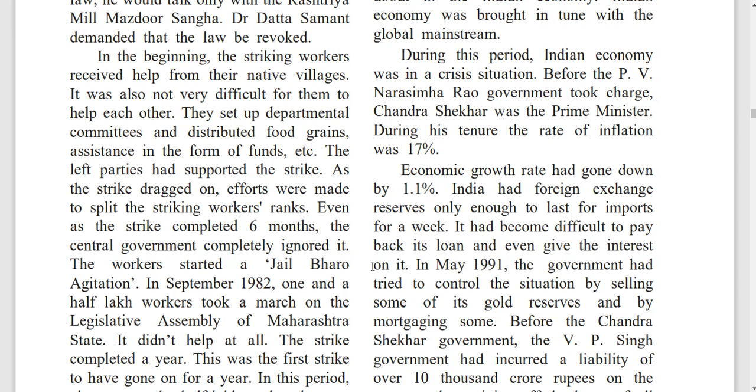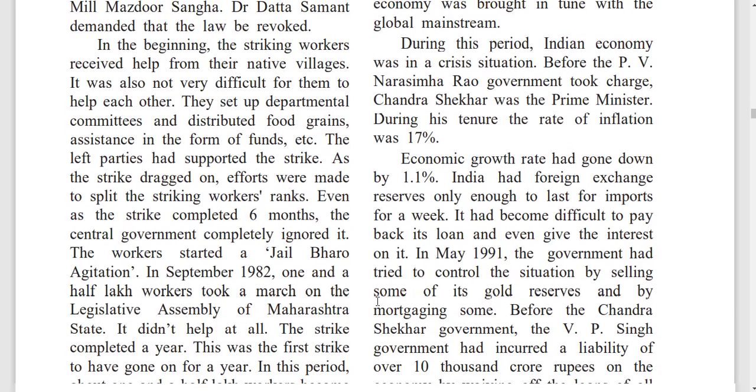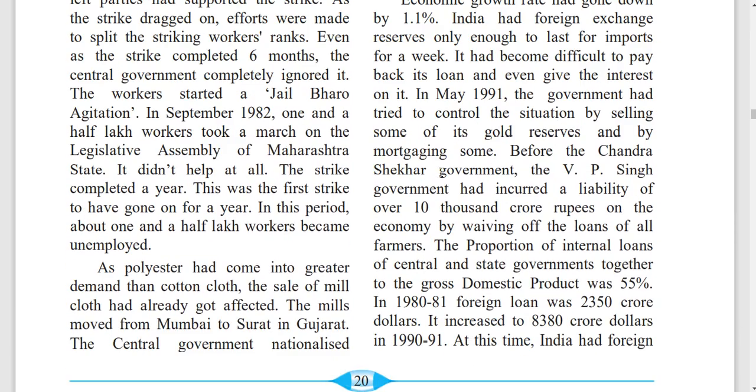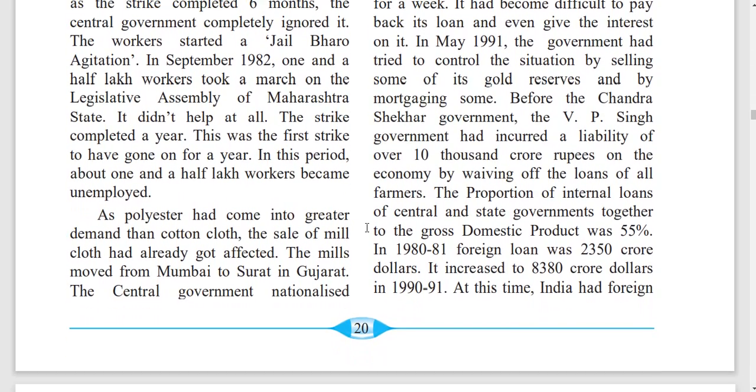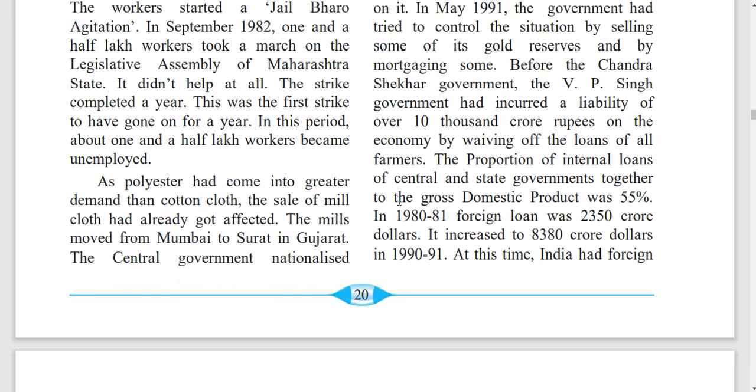In May 1991, the government had tried to control the situation by selling some of its gold reserves and by mortgaging some. Before Chandrasekhar government, the VP Singh government had incurred a liability of over 10,000 crore rupees on economy. By waiving off the loans of all farmers, the portion of internal loans of central and state government together to the gross domestic product was 55%.